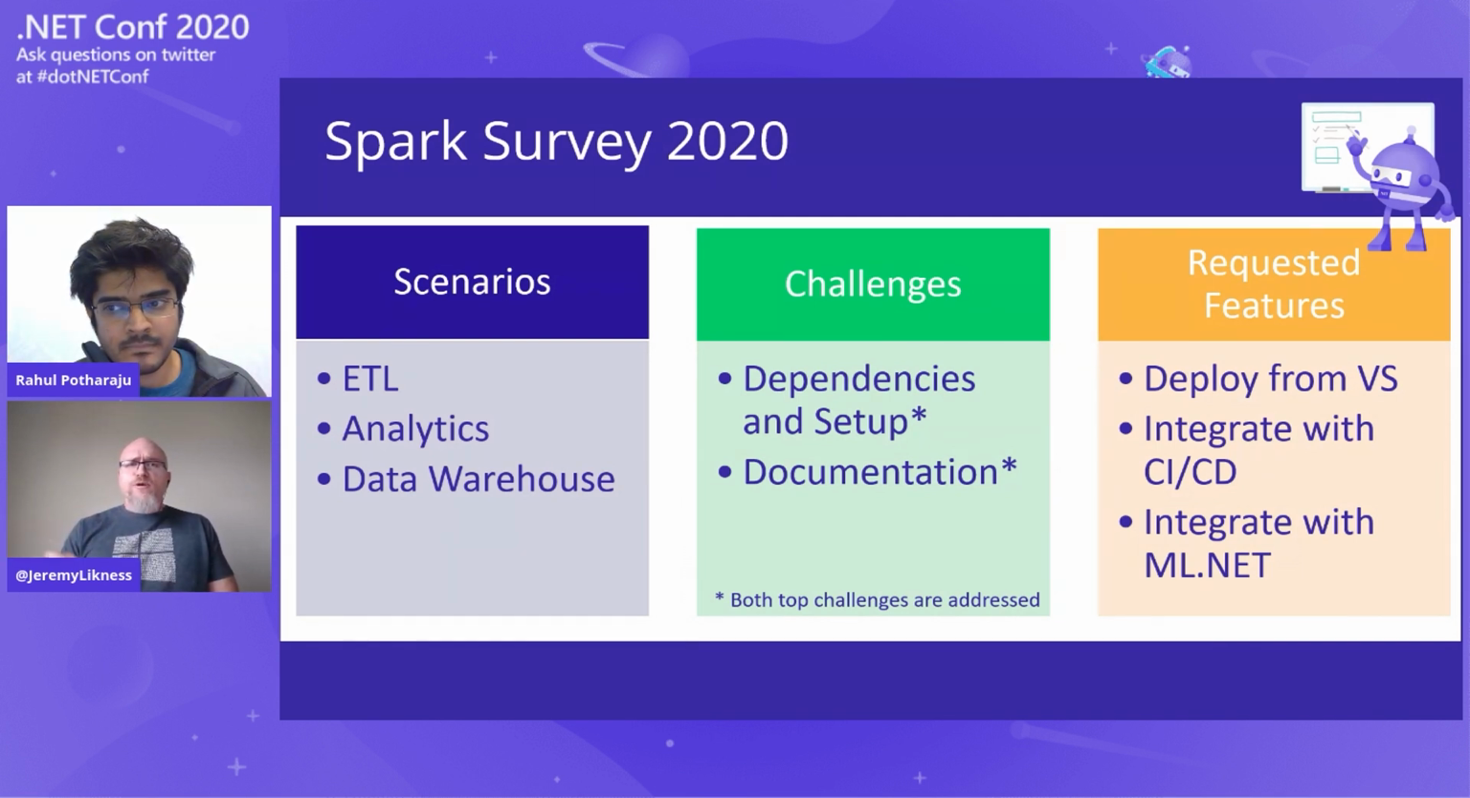A top feature was deployment from Visual Studio, being able to do that Spark submit as something as simple as a right-click gesture. Another is integrating with CI/CD for those who don't right-click deploy, right? And the other is integration with ML.NET. To be clear, .NET for Spark allows you to use any of your .NET libraries. So you can today take advantage of ML.NET in those jobs. This integration is tighter integration between data frames and sharing data between the two tools.